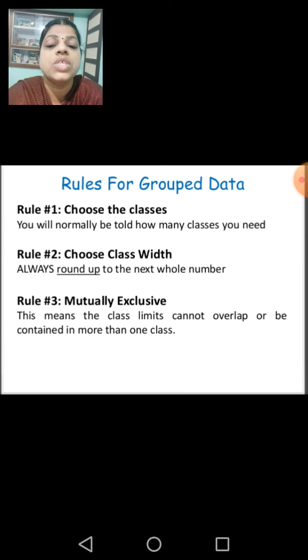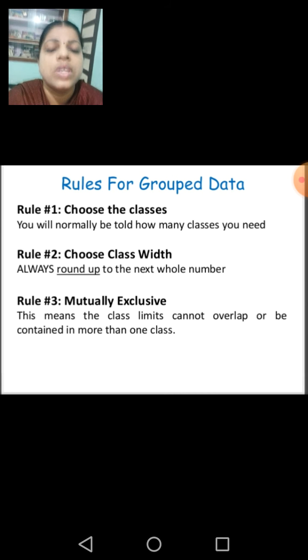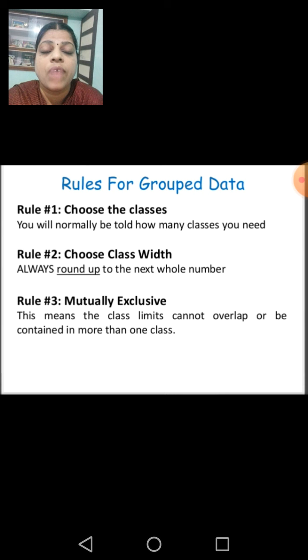And here are some rules for the grouped data. What all we have to take care of while forming such grouped data. Rule number 1, we have to choose the classes. You will normally be told how many classes you need. Children, according to the range of the values, we have to determine how many classes we need. If there is a big difference between the values, we have to take classes according to the differences in the values.